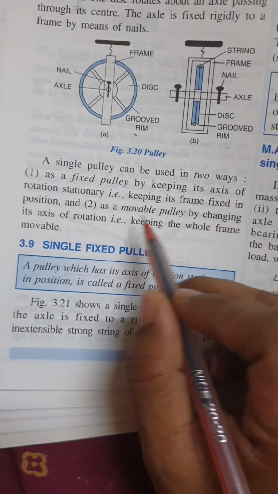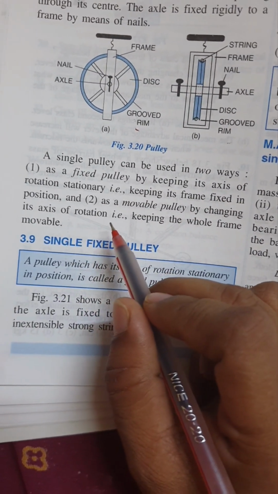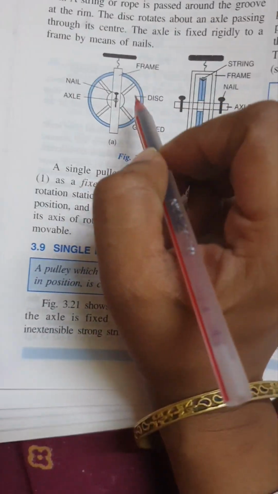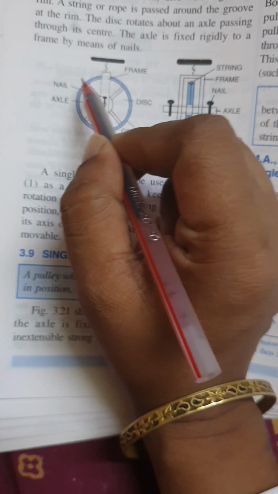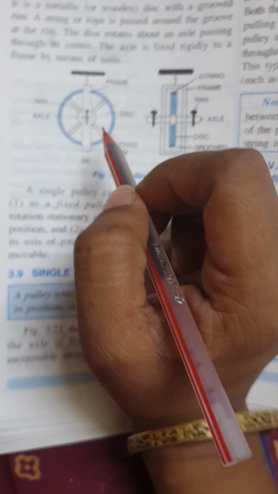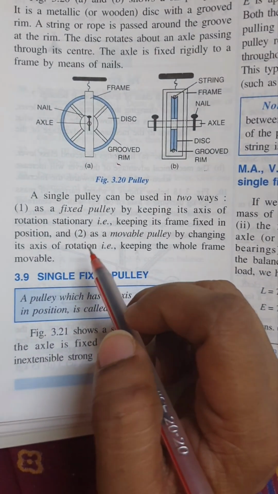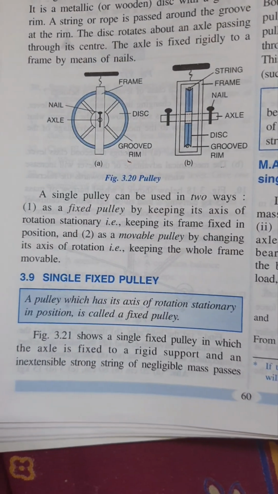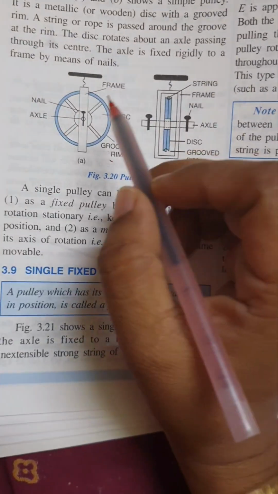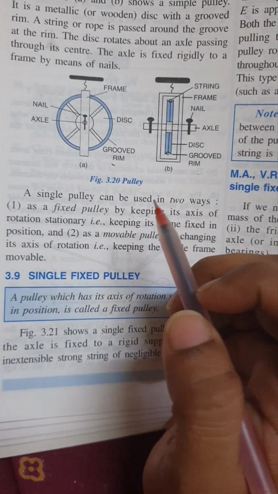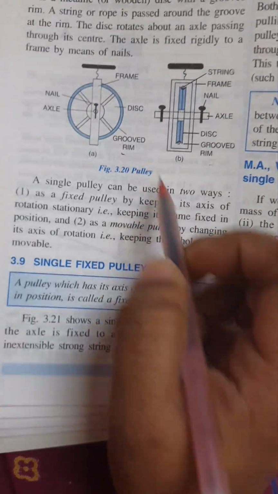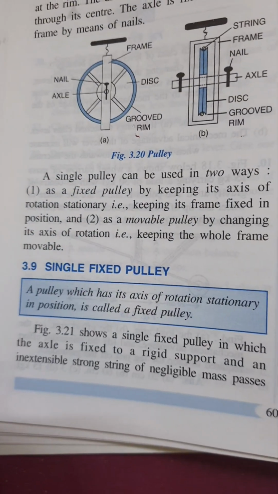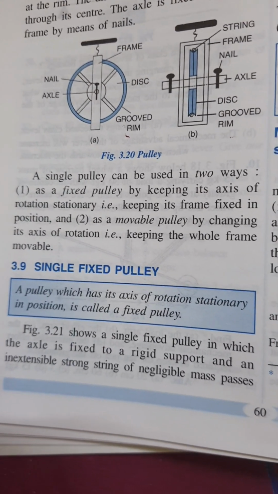And the movable pulley, by changing its axis of rotation or keeping its whole frame movable. So two ways we can use the single pulley. One is the fixed pulley, another is the movable pulley. Keeping the axis of rotation stationary, the frame is fixed, or the frame can move. Now we will see what is a single fixed pulley.